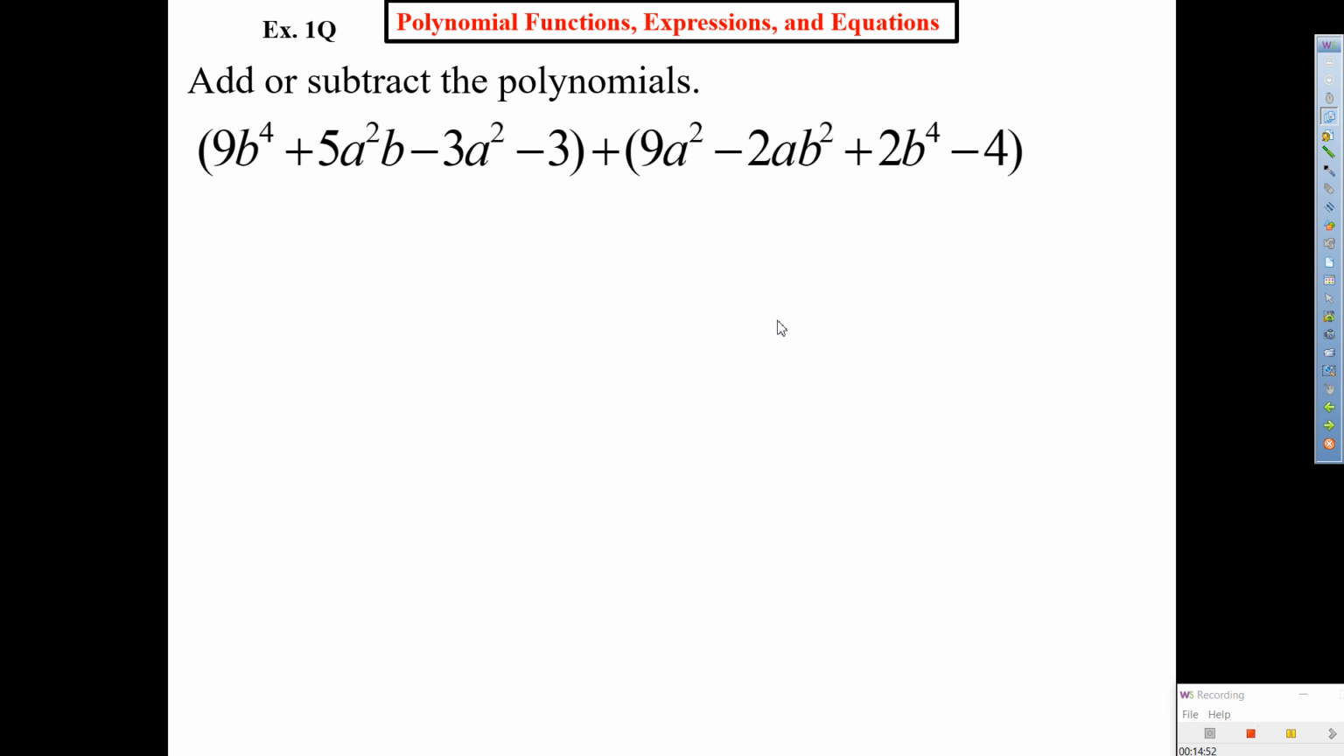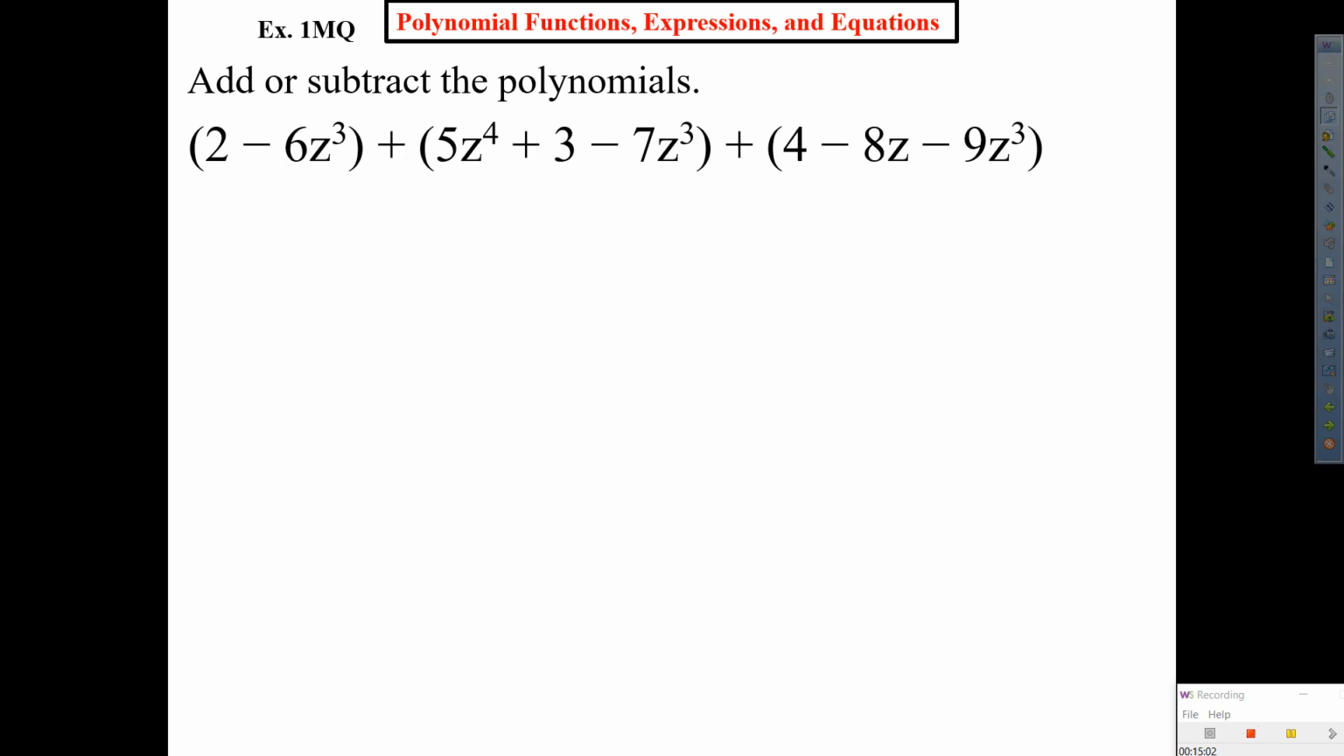Example 1, mega Q. Parentheses 2 minus 6z to the 3rd, close parentheses, plus, open parentheses, 5z to the fourth plus 3 minus 7z to the third, close parentheses, plus, open parentheses, 4 minus 8z minus 9z to the third, close parentheses. I'll give you some time for that. Go. Before you start, tell your neighbor what you check for in between the parentheses.